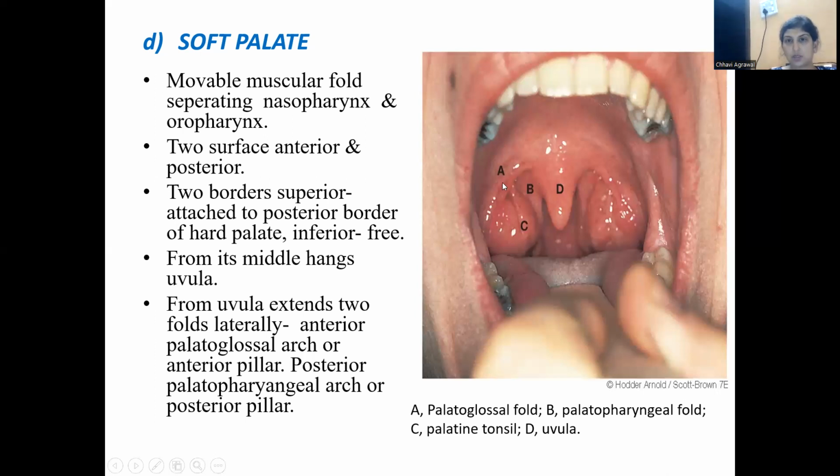So the picture is showing the area of the soft palate, which in the midline forms the uvula. The palatoglossal fold is formed by the palatoglossus muscle, and the palatopharyngeus muscle forms the posterior pillar. In between these two is the tonsillar fossa, which encloses the palatine tonsils.